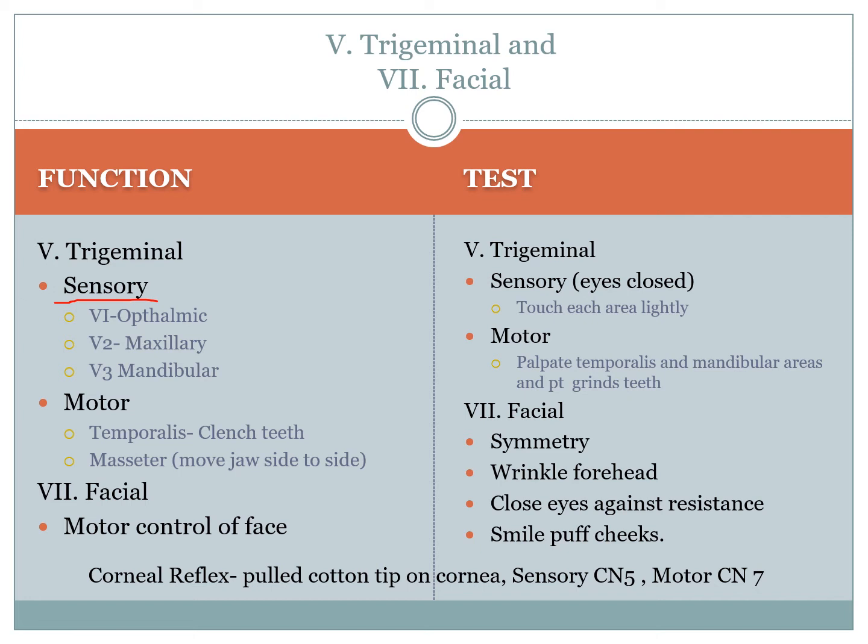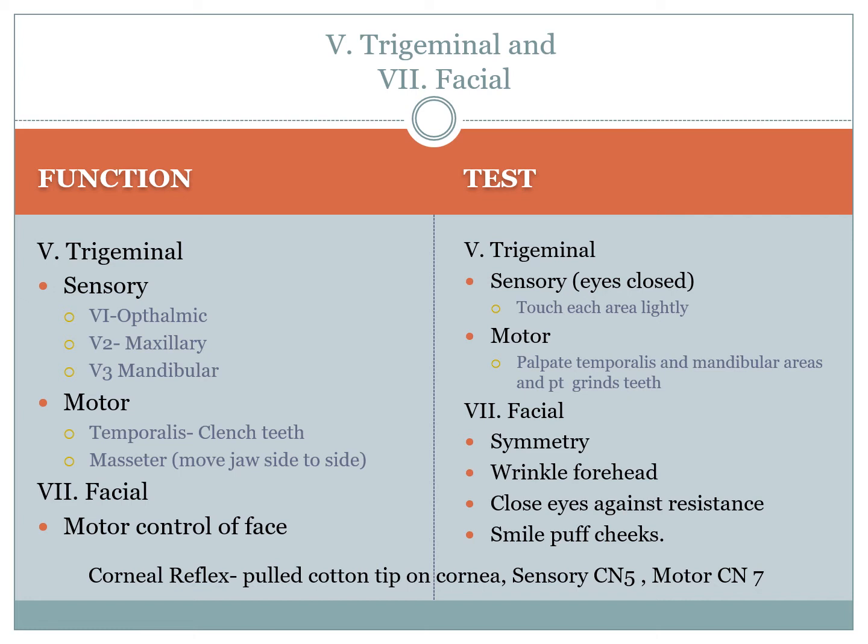Your motor capabilities with your trigeminal nerve have to do with clenching your teeth and moving your jaw side to side. They're not up and down, but side to side. That's what your trigeminal does. Now your facial nerve is fully responsible for the motor control of your entire face. Obviously you've got 2, so left and right. That's why we put them together, because they both have to do with the sensory and motor control of your face and jaw.